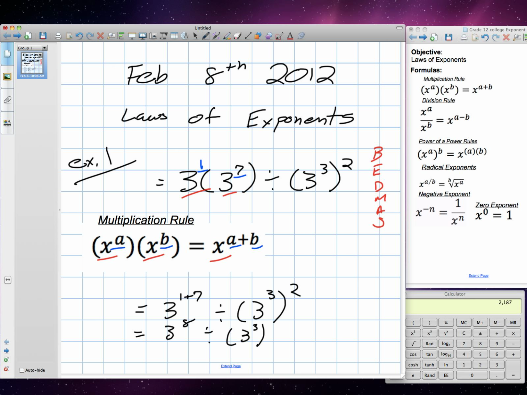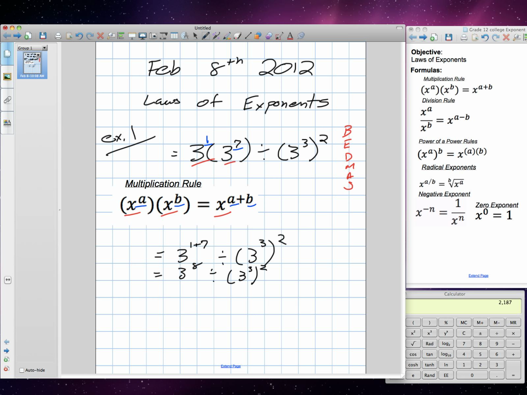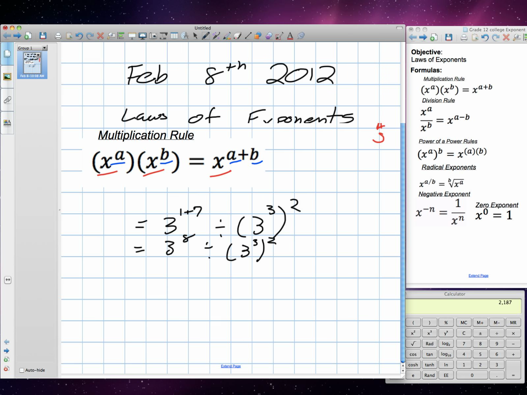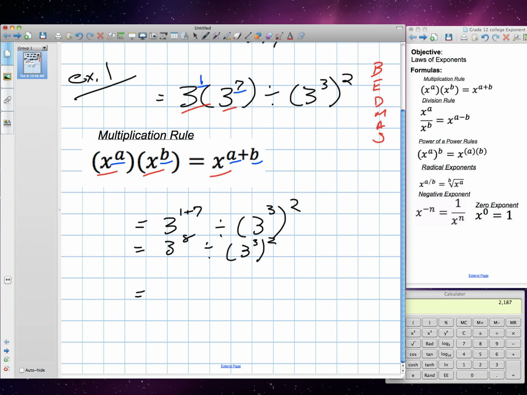Now, how can I rewrite this division sign? Does anyone know? Yes. I can write it as a fraction. Okay? I'm going to personally write it as a fraction. You'll learn as you get farther and farther in math, it becomes far simpler to look at things in fractions once you get good with them. So we actually have 3 to the power of 8 over 3 to the power of 3 to the power of 2, okay? So I'm going to deal with this division sign after. I'm going to focus on this power of a power here. Technically, it's an exponent of an exponent. So in BEDMAS, we should take care of that, okay? So this is base 3 to the power of 3 to the power of 2.